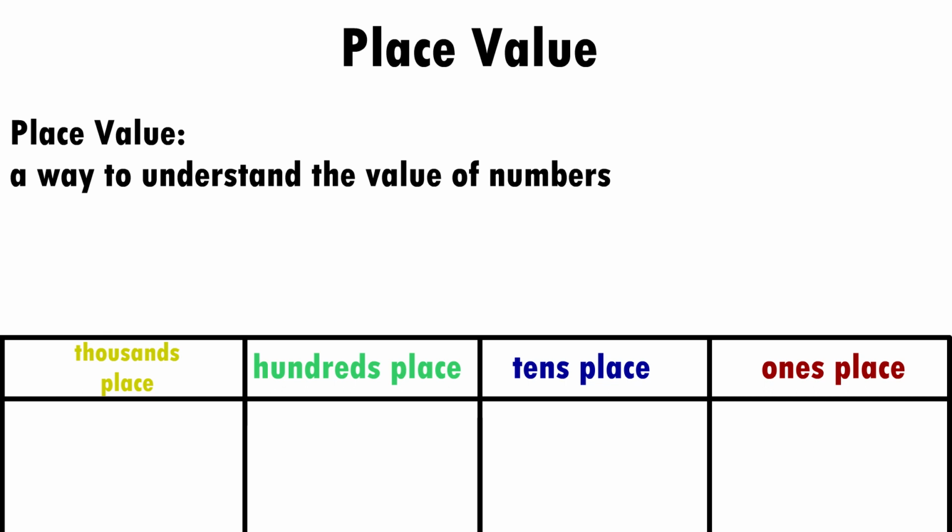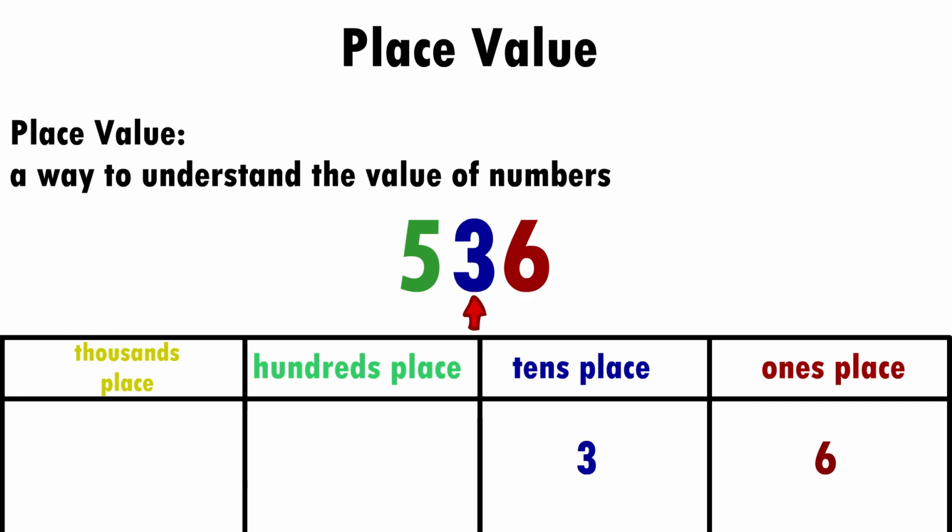So, if we have a number like 536, to show this number in the table, we have to look at the digits. 6 is on the far right, so it goes to the ones place, which is on the far right on the table. 3 is on the very left of 6, so it goes in the tens place. 5 is to the very left, so it goes in the hundreds place. And just like that, we understand the placement of each digit on the table.